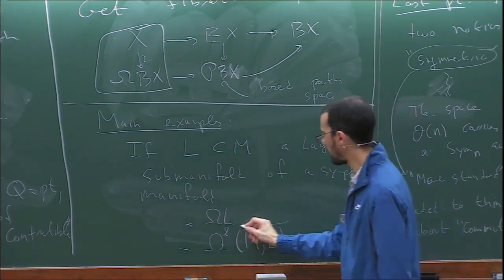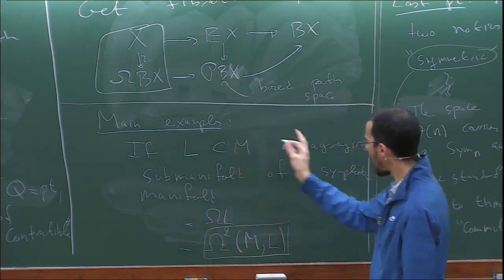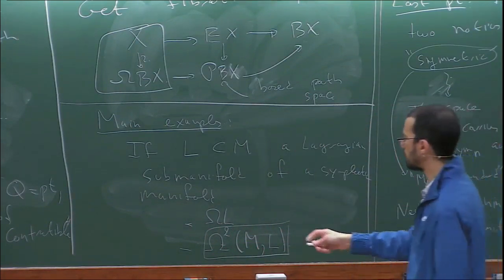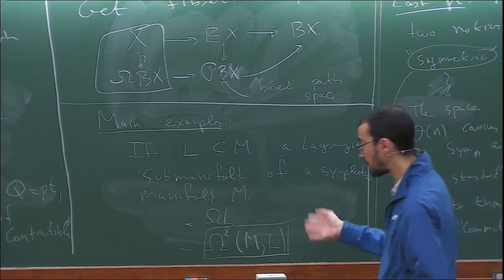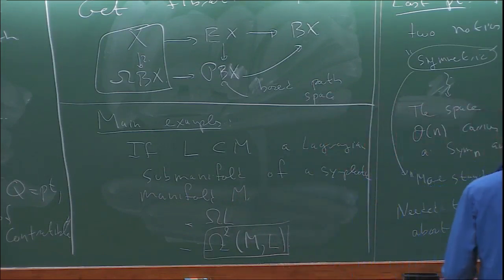Okay, so let me explain this notation. I said M Lagrangian, M symplectic, but this has nothing to do with M being Lagrangian and M being symplectic. It's just something for topological spaces. So let me use a slightly different notation to highlight that fact.